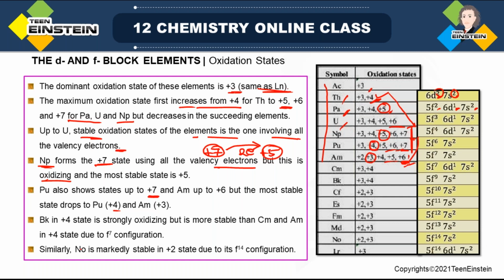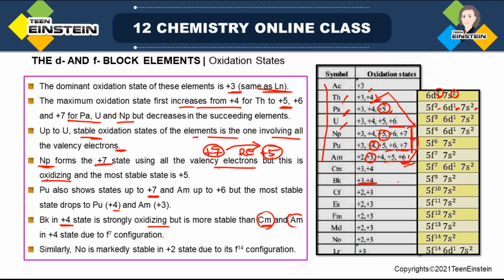Okay. Then berkelium, +4 oxidation state, total 2 oxidation states, but the +4 state is very oxidizing in nature, but it is more stable than for Cf. So what it means is that berkelium +4 oxidation state is oxidizing. So it will have a tendency to gain electrons so that it can reach +3. But the +4 oxidation state, compared to the +4 of curium, is more stable. And also compared to americium, it is more stable.